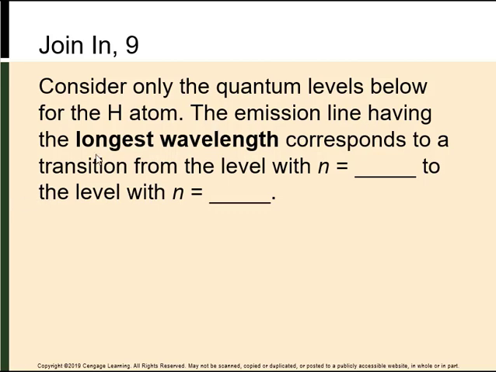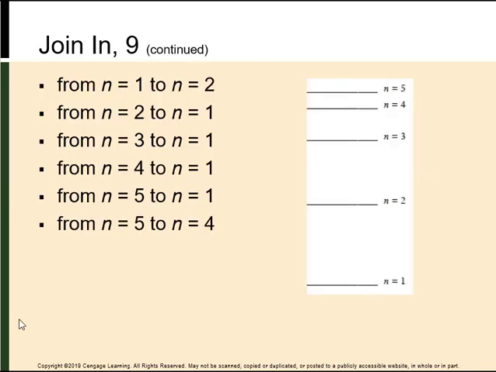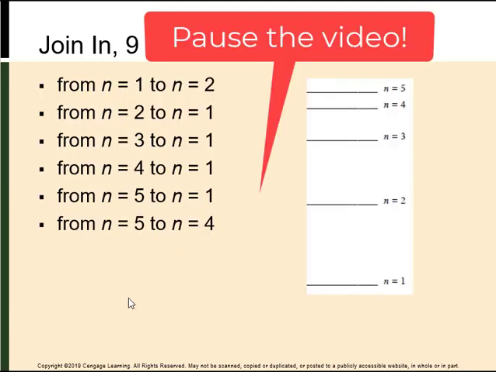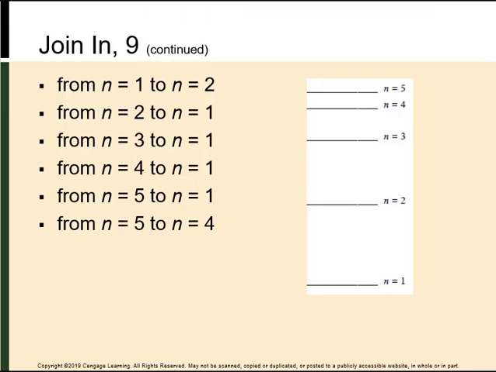What about this one? Which emission line would have the longest wavelength? Transitioning from where to where, looking at this problem. We said in that last question that going from 5 to 1 was the highest frequency. The greater the frequency, the shorter the wavelength. So the longest wavelength would be the complete opposite, which is the shortest transition, from 5 to 4. The longest wavelength would be the smallest frequency.